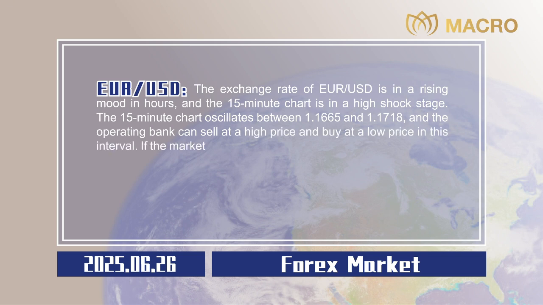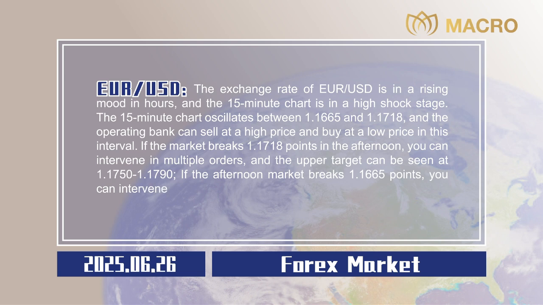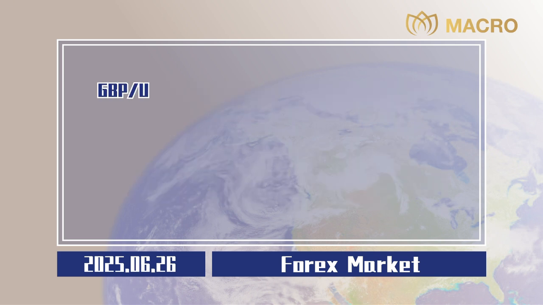If the market breaks 1.1718 points in the afternoon, you can intervene in long orders, and the upper target can be seen at 1.1750 to 1.1790. If the afternoon market breaks 1.1665 points, you can intervene in short orders, and the target below can be seen at 1.1620 to 1.1580. Stop losses are all 20 points, 0.0020.